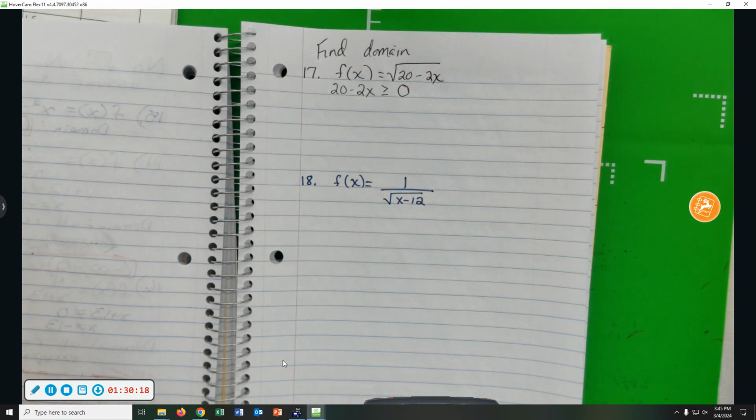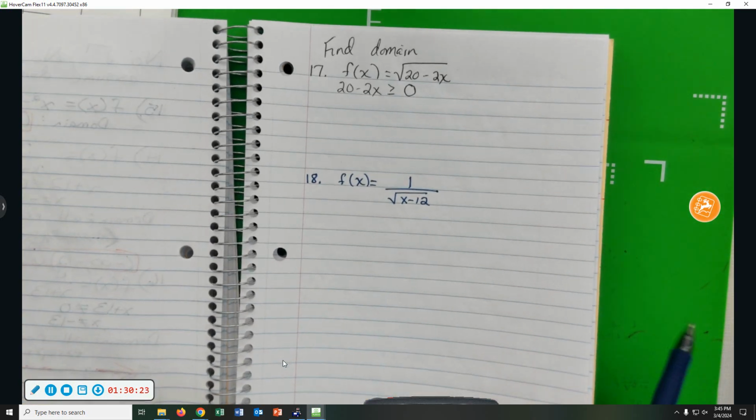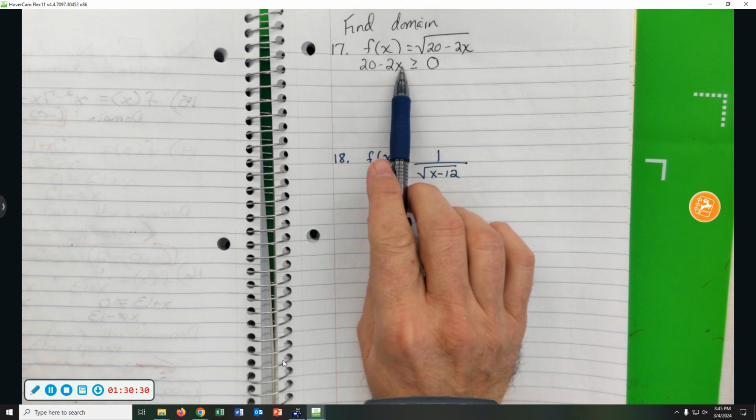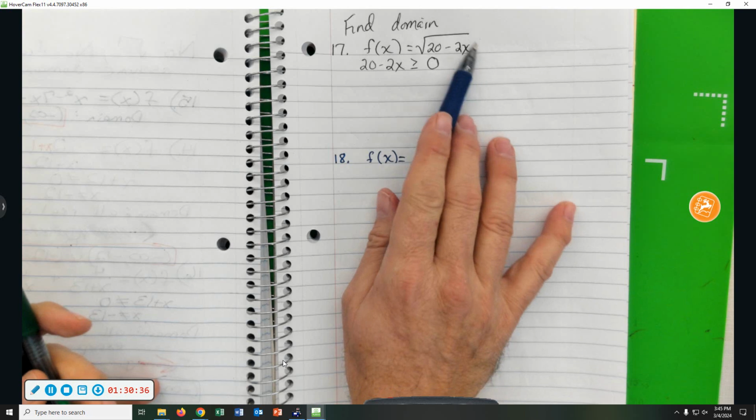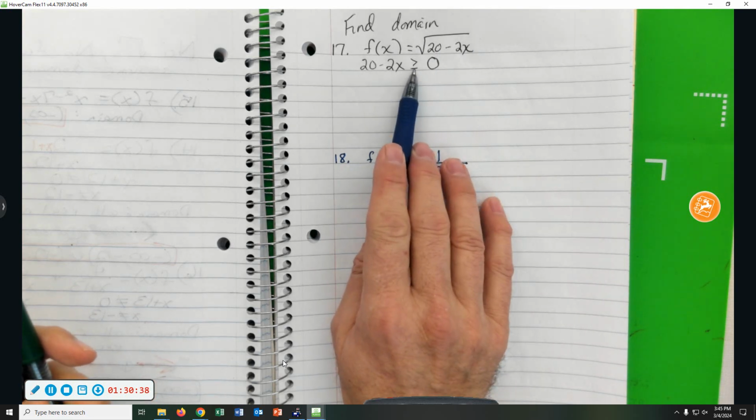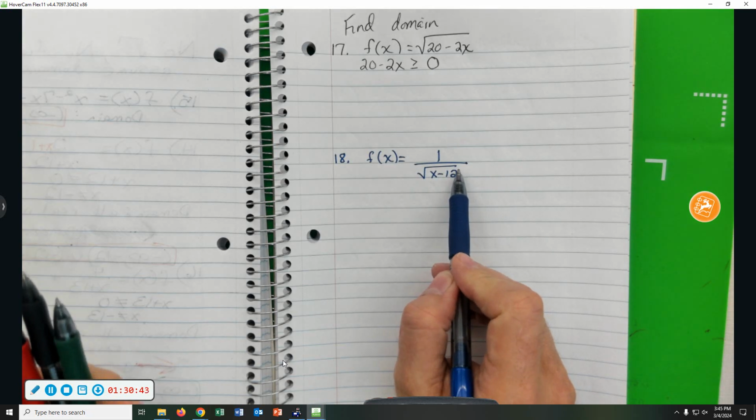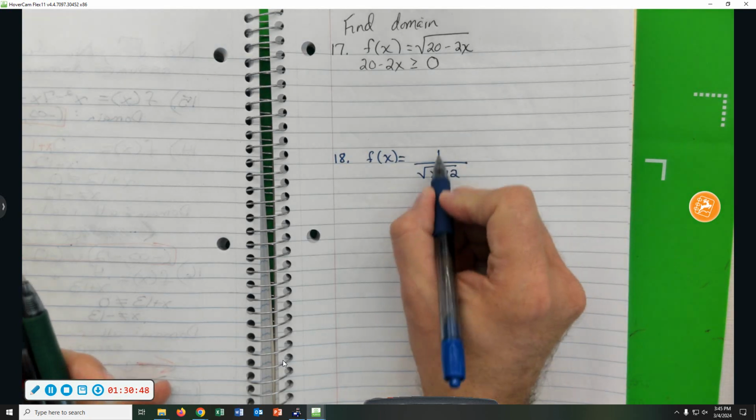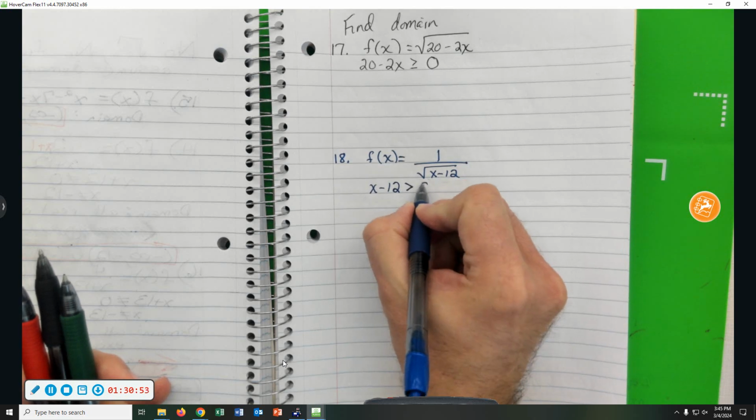So how is this problem going to differ from this one? Over here I said that the stuff under the square root can be greater than or equal to 0, because the square root of 0 is 0. It's a number. This can't be 0. So if it's like number 18, you're going to solve x minus 12 is just greater than 0.